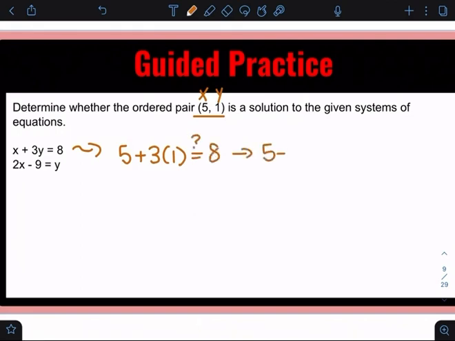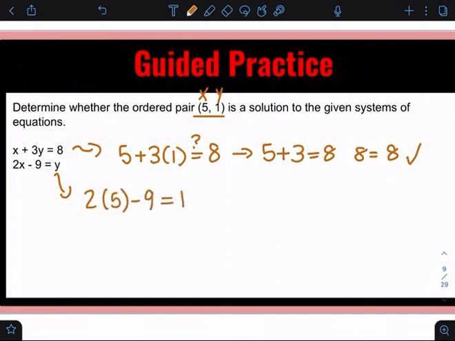5 plus 3 times 1 is 3, and that does equal 8. 8 equals 8, so we are good so far. But we don't know that we're good until we check that this point works in both equations. Let's check the next one. We would have 2, instead of x, I'm going to put 5, minus 9, hopefully equals 1. Let's see. 10 minus 9 does equal 1. 1 equals 1. We are good. All right, so this is a solution to the given system of equations.